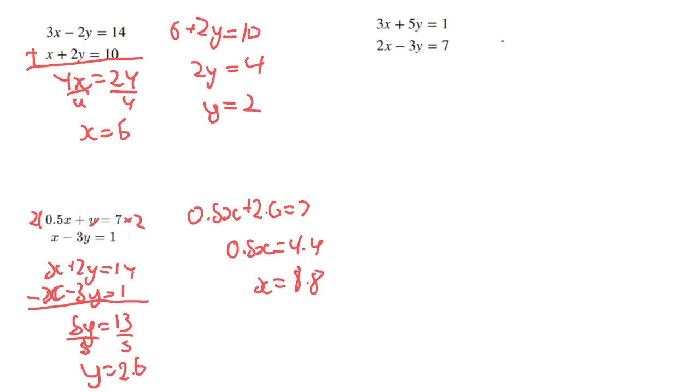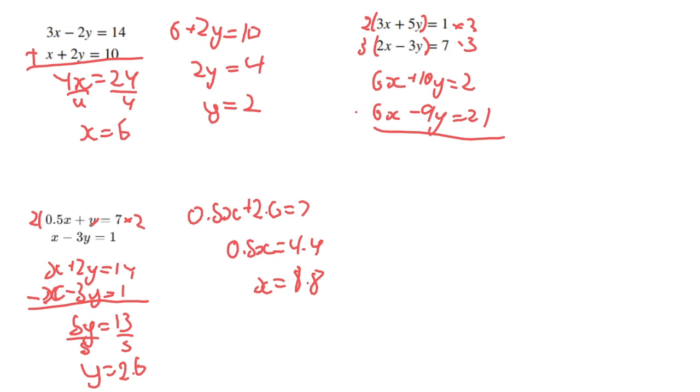And finally, this one. You could either make the x's the same or the y's the same, but I'll do the x's because the numbers are smaller. I'll multiply the top by 2 and multiply the bottom by 3. So we get 6x plus 10y equals 2. Then we have 6x minus 9y equals 21.